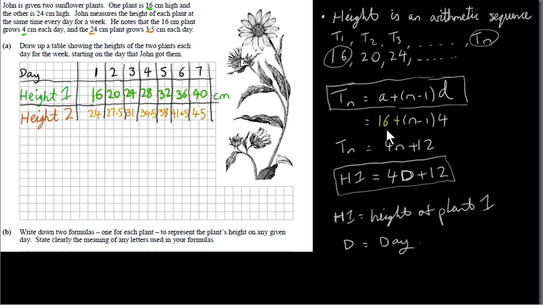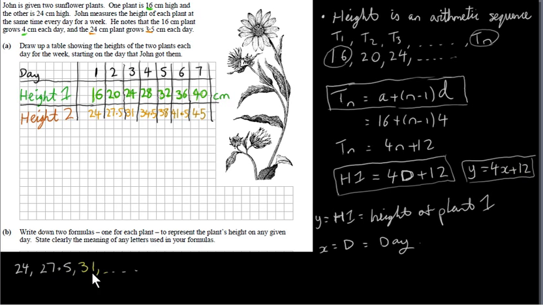Now a more meaningful way to write down 4n plus 12 is to change the letter n to the letter d, where d stands for day, and Tn, the nth term of an arithmetic sequence, is replaced with h1, h being the height of the plant. So h1 is the height of plant 1. You could also look at this as the equation of a straight line, which I will get to soon. This is the equation y equals 4x plus 12, where x is the day, y is the height, and we could actually draw this line.